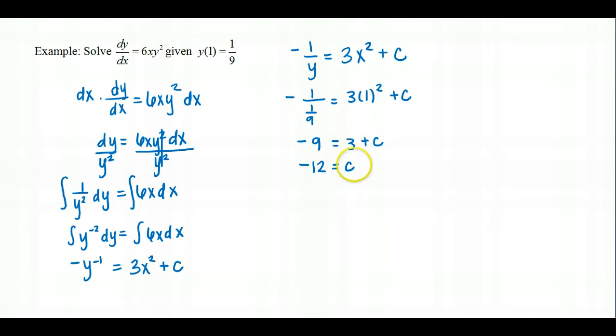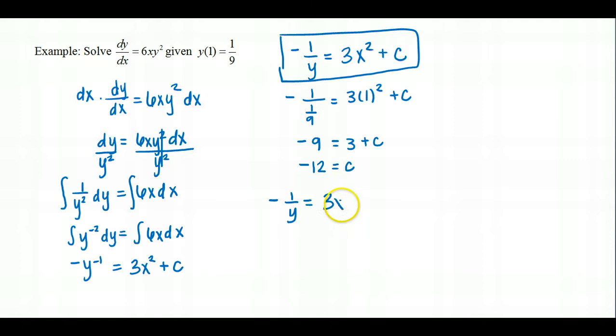So now what I can do is go ahead and substitute this value of c back into my equation. I'm going to choose to substitute it back into this version right here, where I've already rewritten y to the negative 1 as 1 over y. So what I have is negative 1 over y equals 3x squared minus 12.